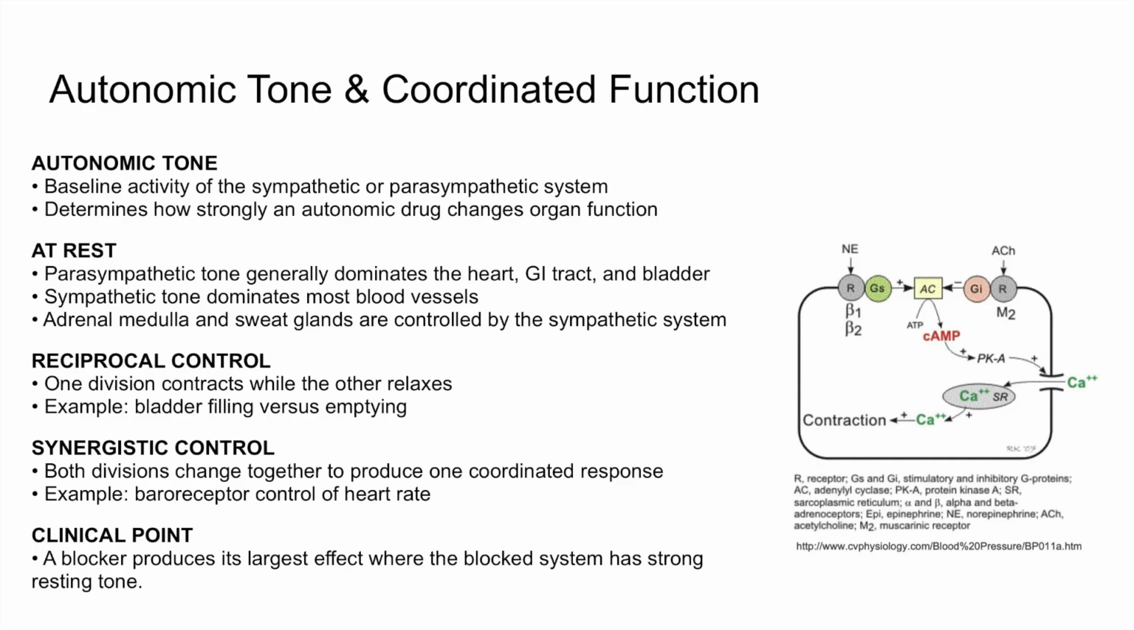Autonomic divisions may work reciprocally, as in the bladder, so storage requires detrusor relaxation and sphincter contraction, while voiding requires the reverse. They can also change together to produce a coordinated response, such as the baroreceptor control of heart rate. Clinically, receptor blockade has its largest effect where the pathway has strong resting tone.